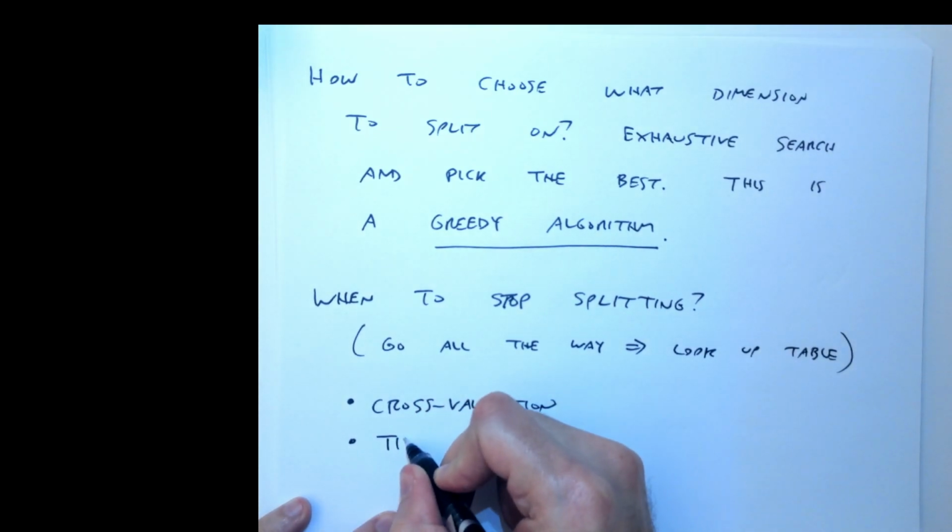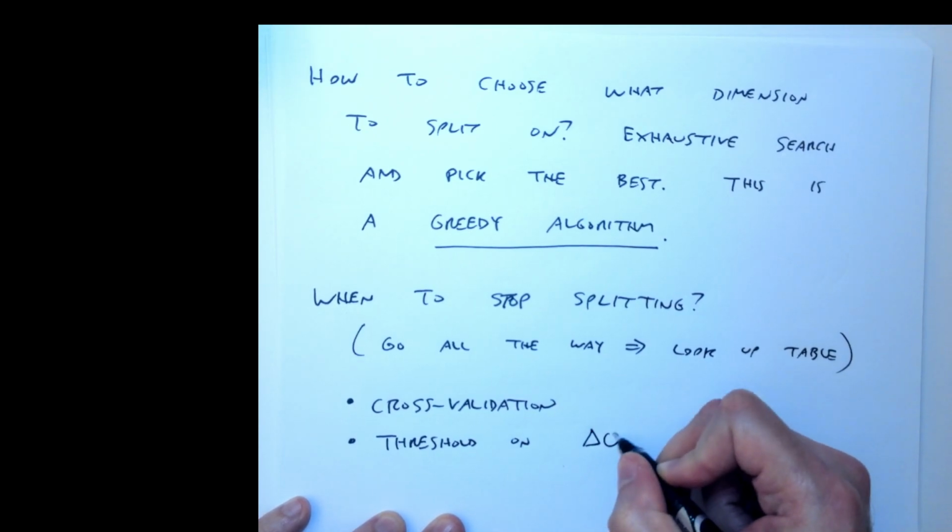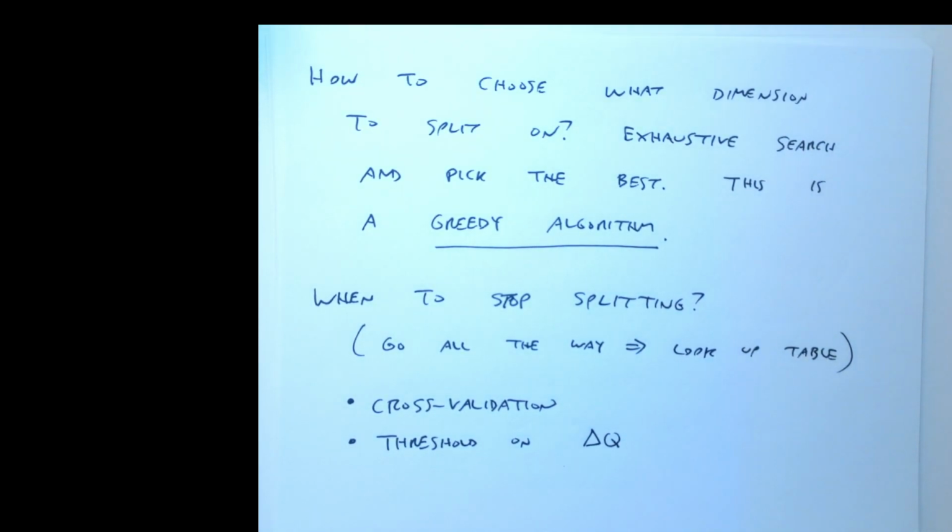You could have a threshold on how much I improve at a node. If I'm seeing negligible improvement, or improvement below a threshold, I eventually just stop splitting.